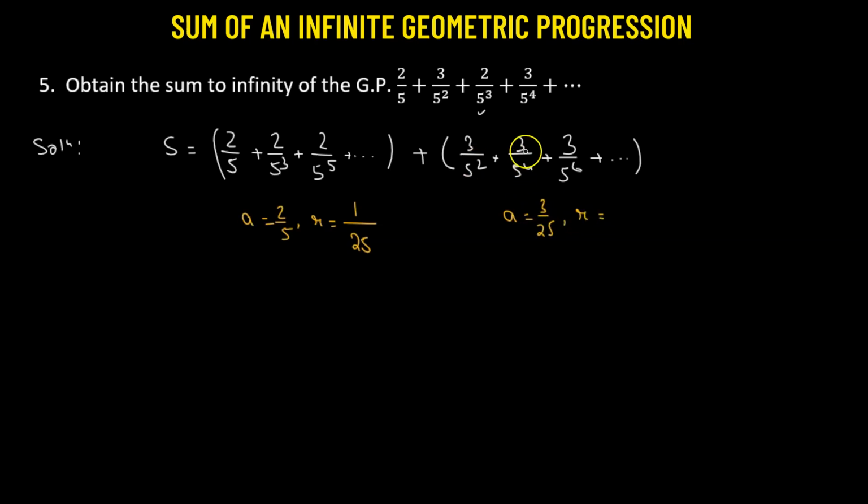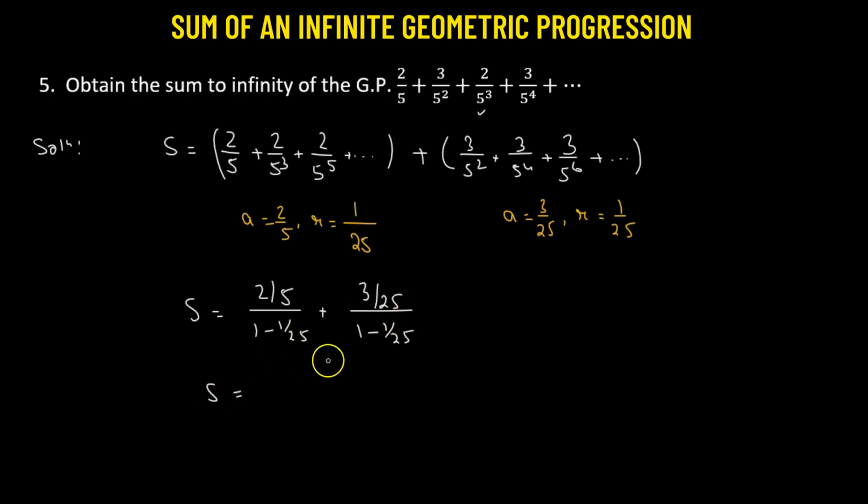The common ratio r will be 3 over 5 raised to the power of 4 divided by the first term, 3 over 5 squared. So we're going to get 1 over 25. So let's find out the sum. So the sum will be, for the first geometric progression, 2 over 5 divided by 1 minus 1 over 25, plus 3 over 25 divided by 1 minus 1 over 25. So this total sum, you can perform the calculation, and this is going to give us a value 13 divided by 24. So let's move on to the next problem.